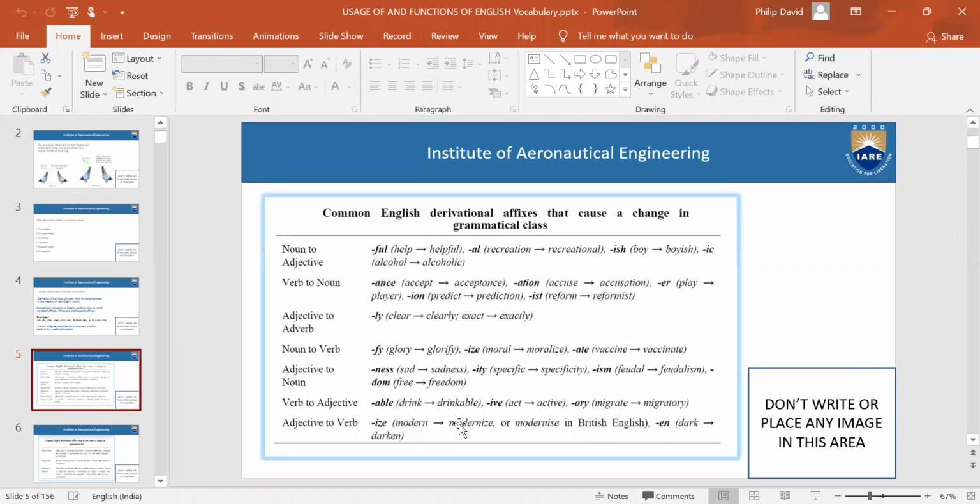Verb to adjective. Drink, drinkable. Act, active. Migrate, migratory. Can you give me some more examples of verbs getting converted to adjectives? Just think of some verbs. Walk, yes, walkable. Very good. Walk, walkable.